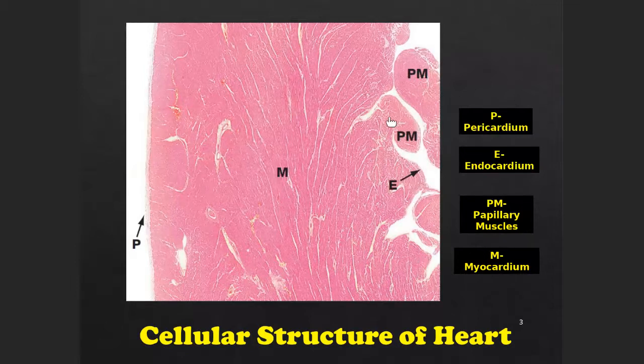Now here is your papillary muscles. And M is what? M is your myocardium. So this is all the structure: pericardium, endocardium, myocardium, these all things are there.